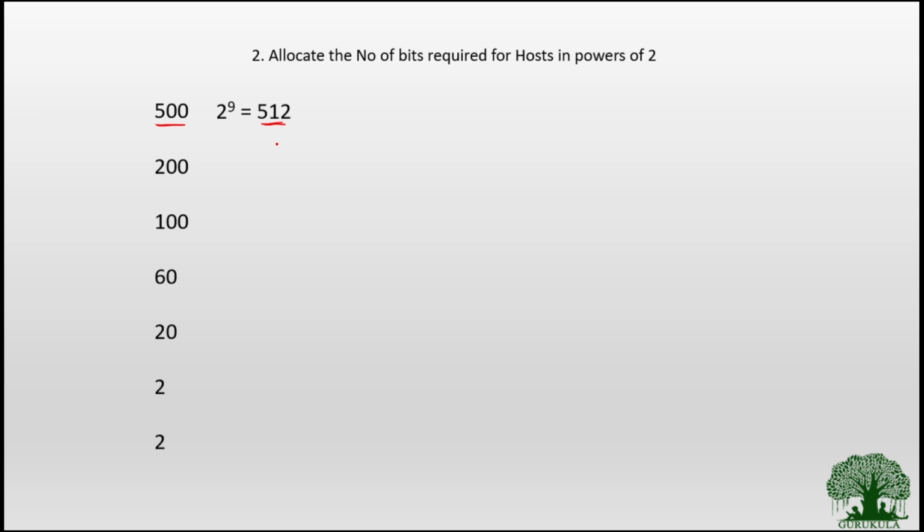And in an IP address there must be a logic. Everything that you divide can be divided only in powers of 2. Correct. So the closest value for 500 that we get in 2 power something is 512. So 2 to the power of 9 will give us 512. Similarly, you will have to do it for the other requirements as well. So we cannot go for exactly 200 IP addresses. We will have to go for a 256 block.